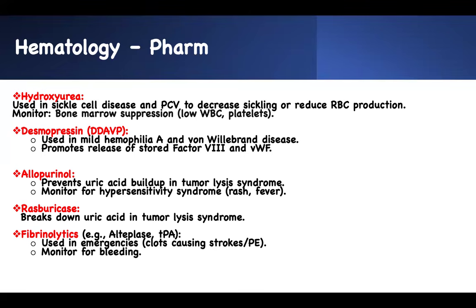This is for patients who have gout, to prevent excessive uric acid production. You can also use it in tumor lysis syndrome. It's a sulfur drug, so you have to monitor for what? Stevens-Johnson syndrome. Once again, straightforward information. Rasburicase is also used to decrease your uric acid level in tumor lysis syndrome.